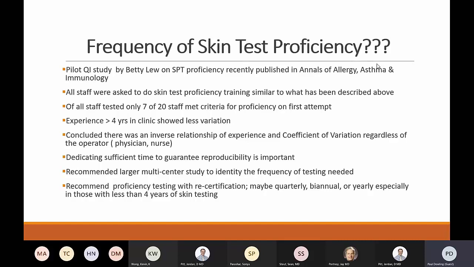The people that had more than 4 years of experience in the clinic showed less variation, and they concluded that there was an inverse relationship of experience and coefficient of variance regardless of the operator, be it a physician or a nurse, and that dedicating sufficient time to guarantee reproducibility is important. They recommended larger multi-center studies to identify the frequency of testing needed, and recommended proficiency testing with recertification, maybe quarterly, biannually, or yearly, especially in those with less than 4 years of skin testing.